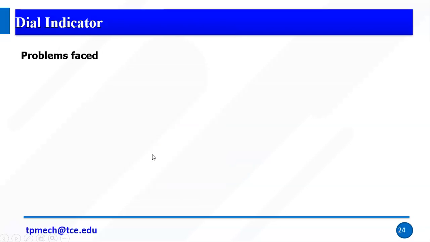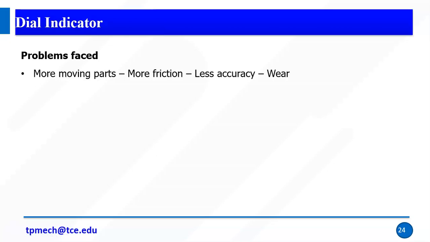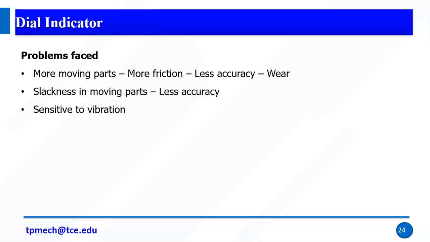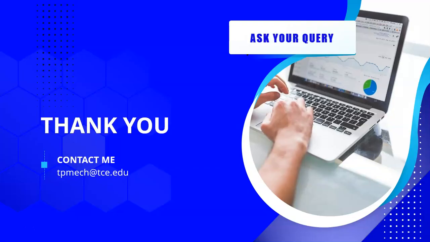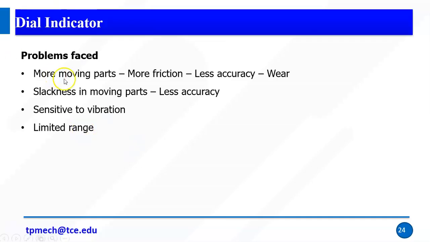Alright. So what are the problems we generally face if we use a dial indicator? One is that it has more moving parts, so the parts will wear. More friction, and due to the friction, wear will occur. So the accuracy will be reduced, with slackness in the moving parts, so it will give a less accurate value. Sensitive to vibration. The next one, limited range. Right, so these are some of the problems faced with the dial indicator.